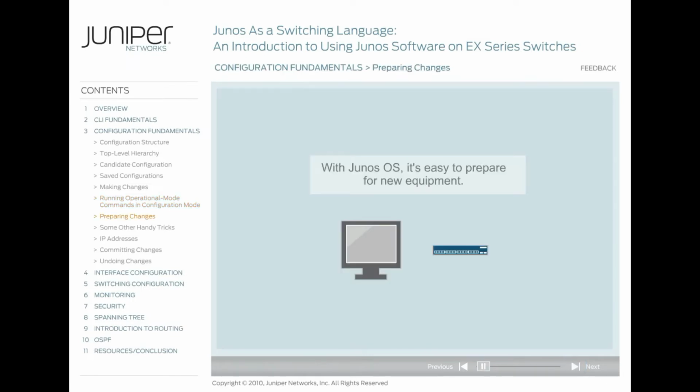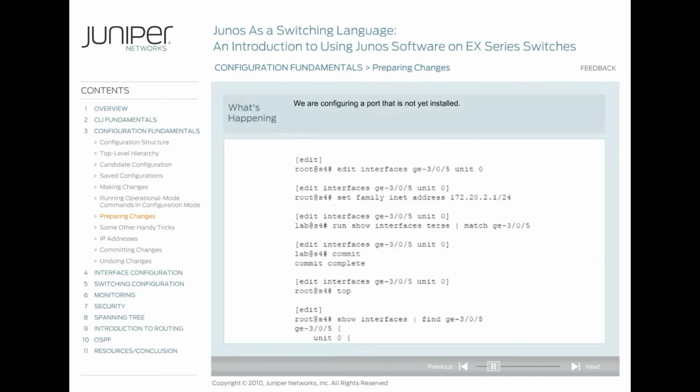In Junos, it's easy to prepare for new equipment that is about to be installed. Unlike IOS, Junos allows you to configure ports that are not yet installed in the chassis, whether those ports are on modules that are not yet installed or on a device that will be added to a virtual chassis. When the ports are installed, the configuration will be activated. Here, we add configuration for the ge-3/0/5 interface, which we will install later. As you can see from the show interfaces terse command, the interface is not yet installed. However, Junos allows you to pre-configure the interface anyway.